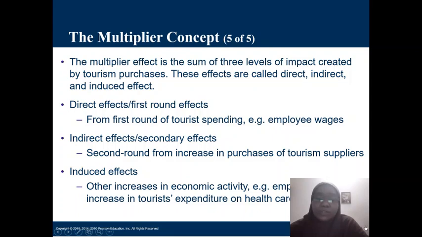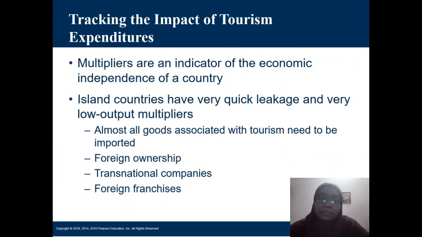And lastly, we have the induced effect. These are other increases in economic activity, for example, employment, taxes, and increase in tourist expenditure on health care. So these are part of the things that comprise the induced effect. So these are the 3 major dimensions of the multiplier effect. It could be direct, indirect, or induced.